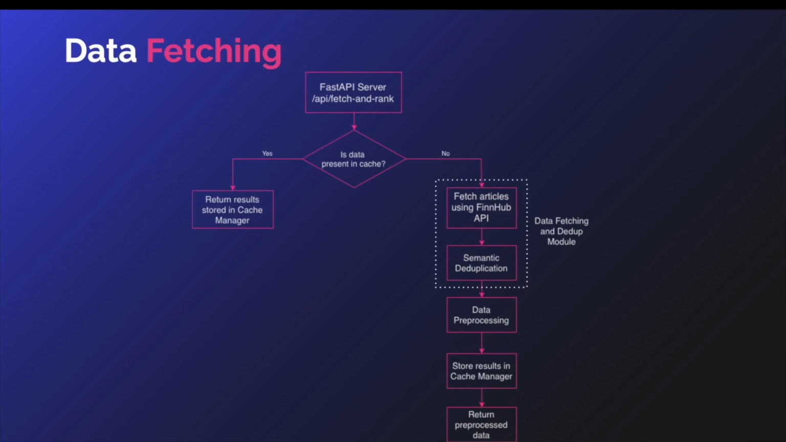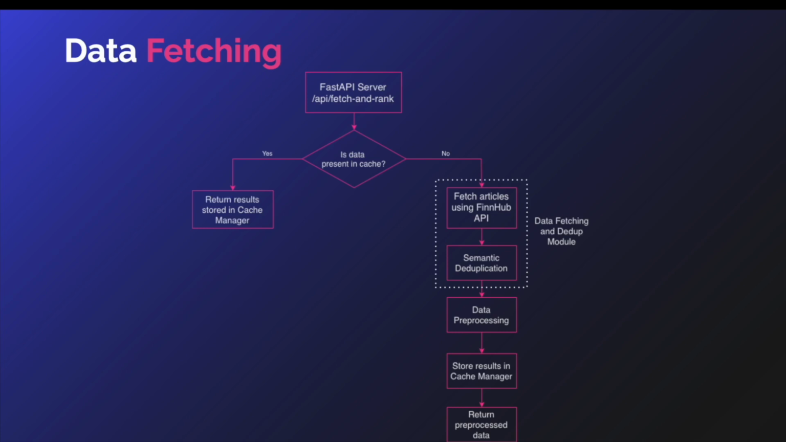We have used FastAPI to build our server where whenever a call comes to /api/fetch and rank, we first check whether the data is present in cache or not. If it's a cache hit, then we return the results that are stored in our cache manager. Otherwise, we make an API call to FinHub with a specified company name that has been selected by the user and the specified timeline which has been set to a month for this project.